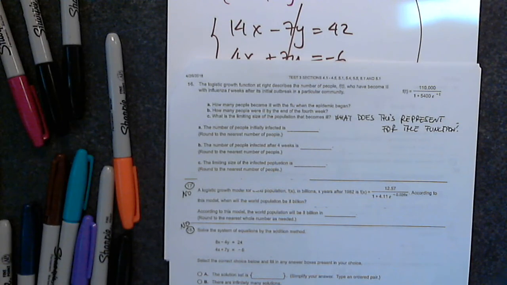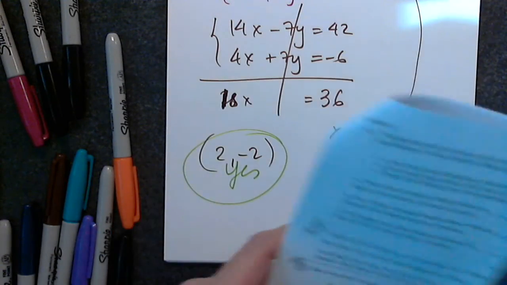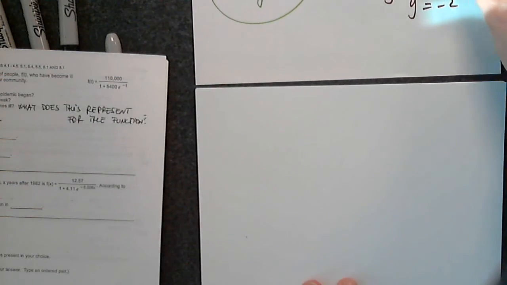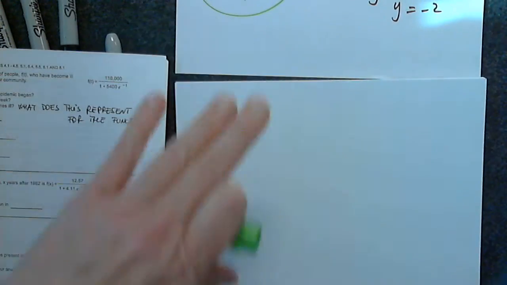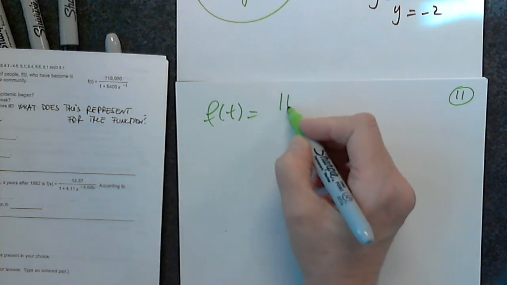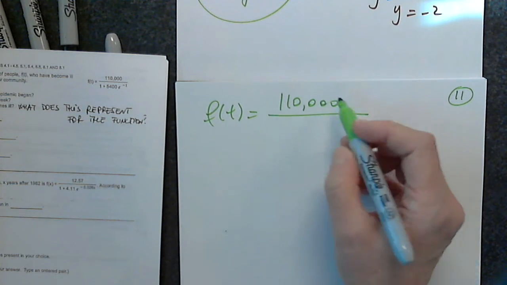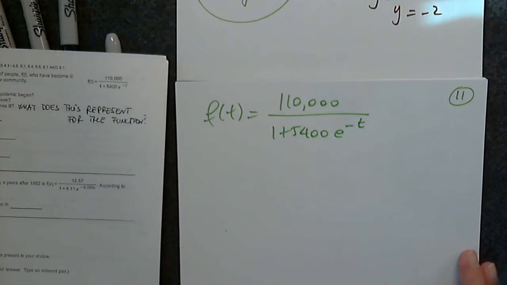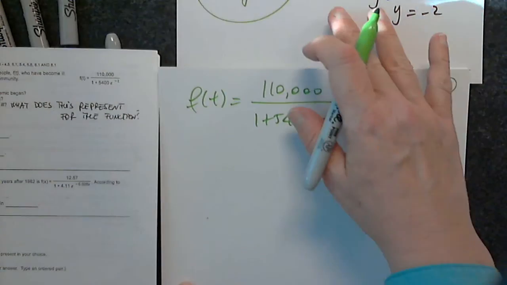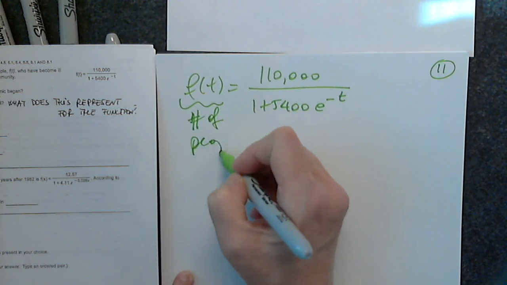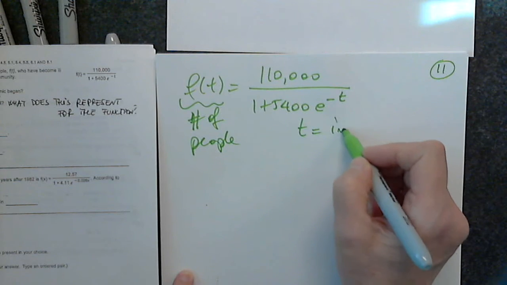I have to take notes. I have to copy the model, and I have to write that t is in weeks, and f of t is the number of people, so I don't forget what I'm trying to do. So f of t equals 110,000 divided by 1 plus 5,400 e to negative t. Number of people, t in weeks.